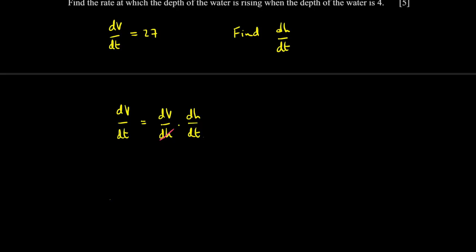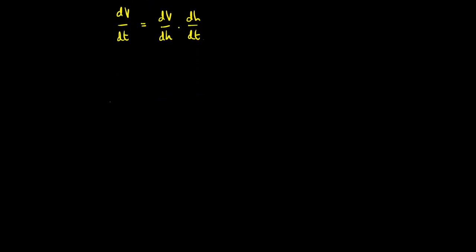Okay, so what have we got? We know dV/dt, that's 27. We want to find dh/dt, so that's the thing we want to find. So dV/dh is the only thing that we're left with. So we want to find dV/dh. Well, how can we do that? Well, we need an expression for the volume.